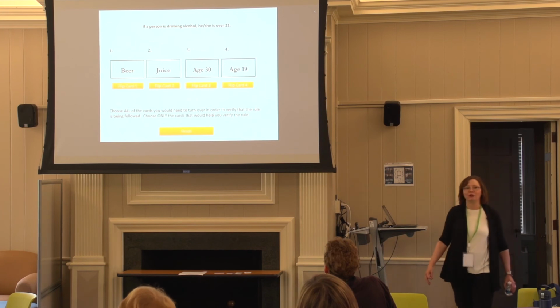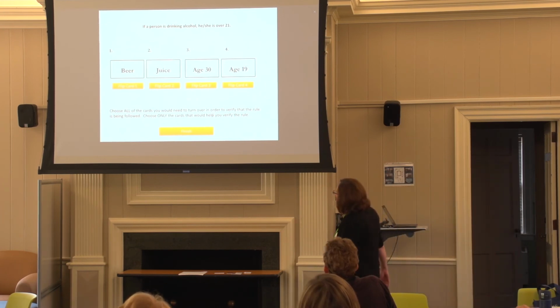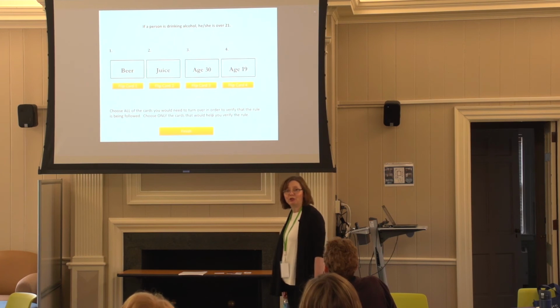So here's the rule. Once again, we're picturing some cards, but this time our cards represent people. And the rule is if a person is drinking alcohol, that person is over 21 years of age. All right, and we can grapple with that rule. So on our cards, we have ages, we have beverages. Which cards would be useful to flip over? So who do you check?